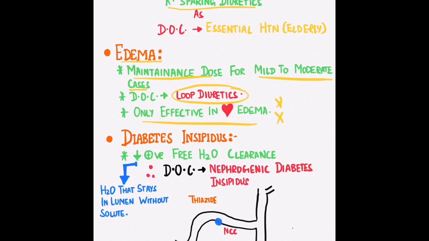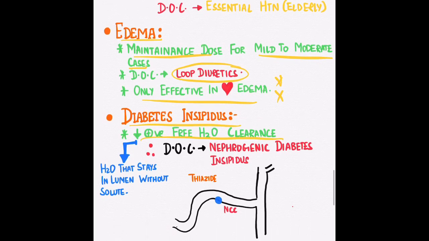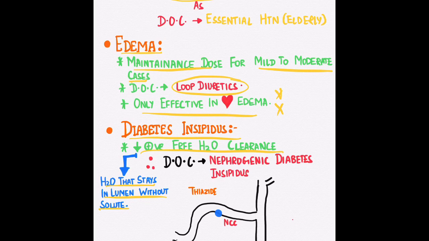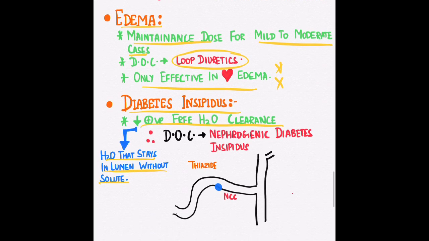Thiazides are also indicated in several cases of diabetes insipidus. They do so by causing a reduction in positive free water clearance. Now, you must be wondering, what is this positive free water clearance? Pay attention as this concept is unknown to most of you. The positive free water clearance means the amount of water that stays in the lumen without solute in any part of nephron. Now understand how thiazide causes a reduction in this positive free water clearance.